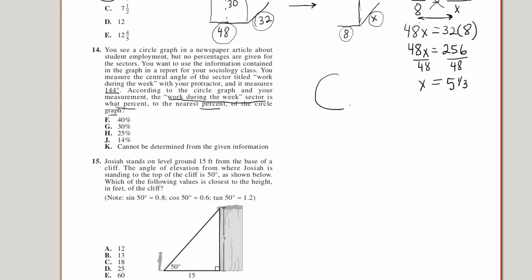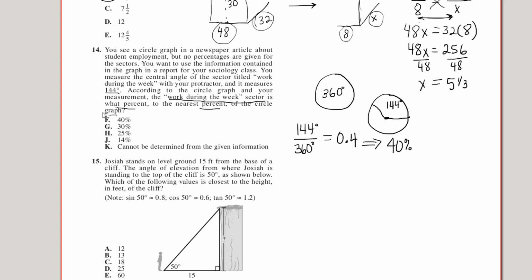So remember, when we have a circle, the full degrees in a circle is 360 degrees. And for whatever this article, it makes use of the circle graph, it's saying that for the work during the week, it turns out to be something like 144 degrees for that measurement, and we want to know what percent of the total circle that is. Well, then we're going to take the 144, divide that by 360, and when you put that in your calculator, you should get 0.4, but we're looking for our answers in percent, and 0.4 is the same as 40%, which is answer choice F.